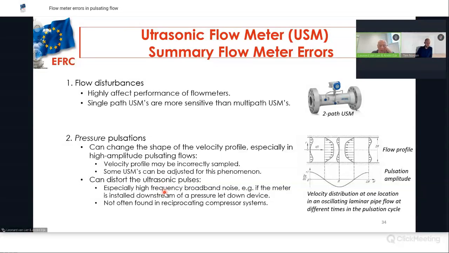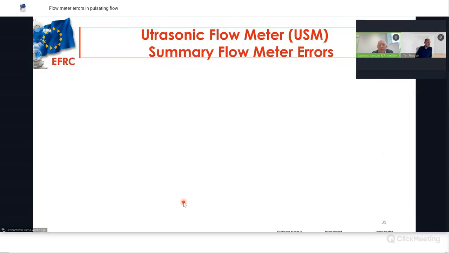And that is very important when you have so-called high frequency broadband noise, when the meter is, for instance, installed downstream of a pressure let down device. However, that is not what is often occurring at reciprocating compressor systems.